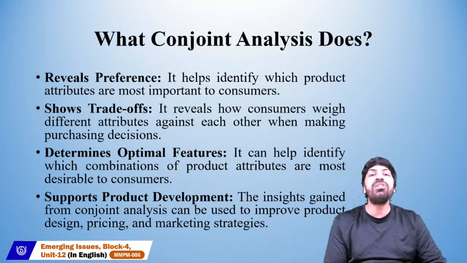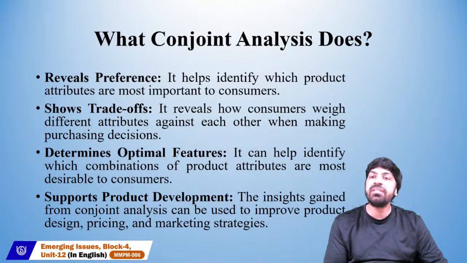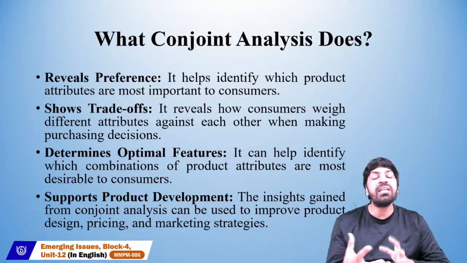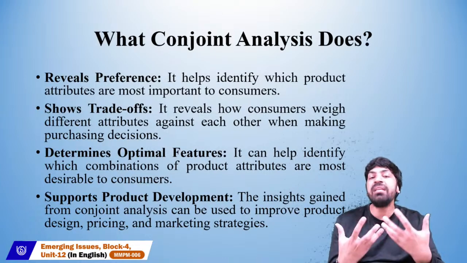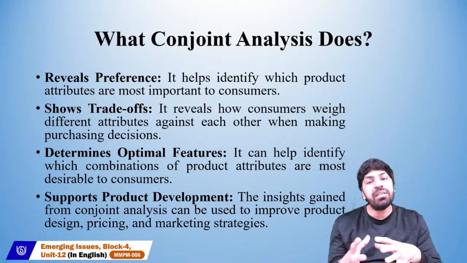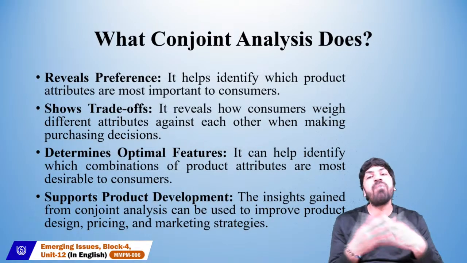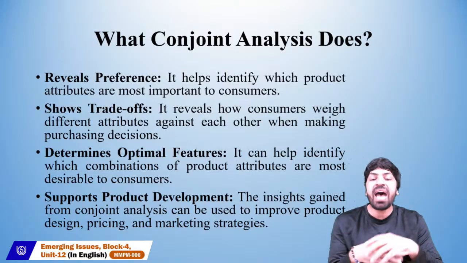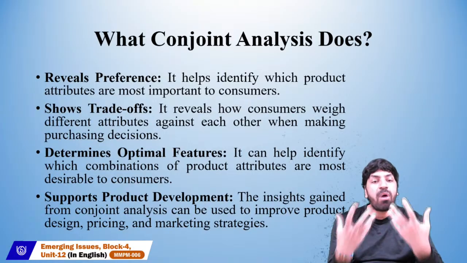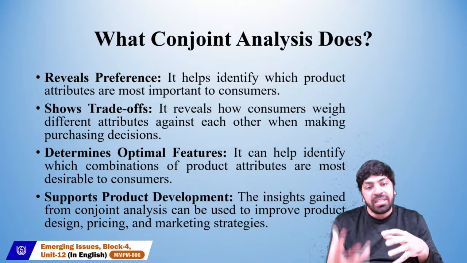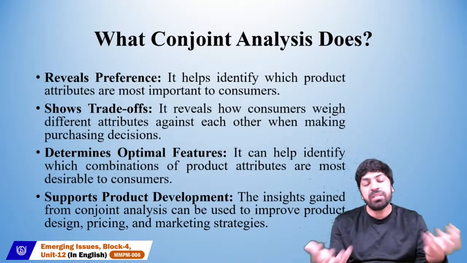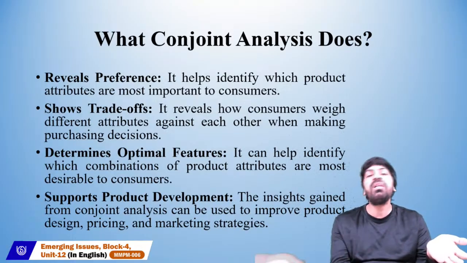Next is what conjoint analysis does. It always reveals preferences. Why does it reveal preferences? Because the main aim of such analysis is to identify which product attributes are the most important to consumers, and which factors are more important while deciding their preferences towards the products available to them.